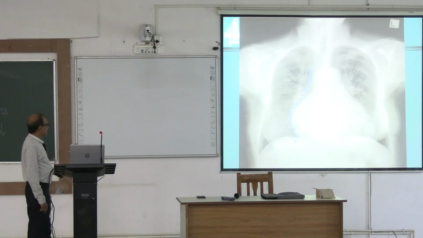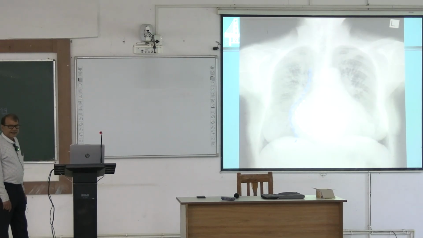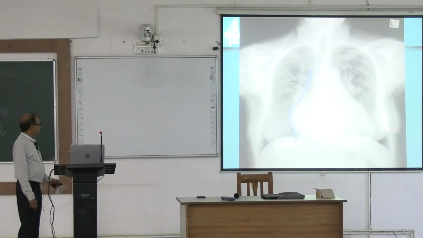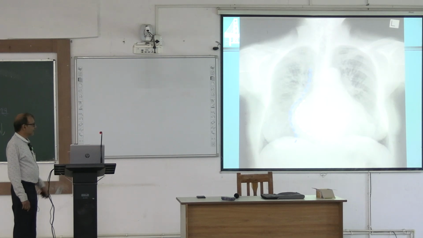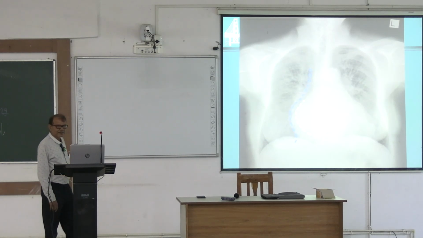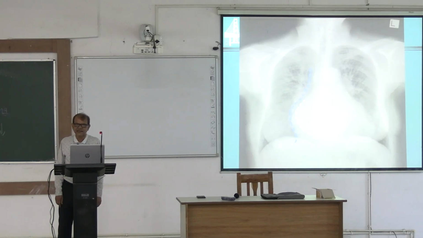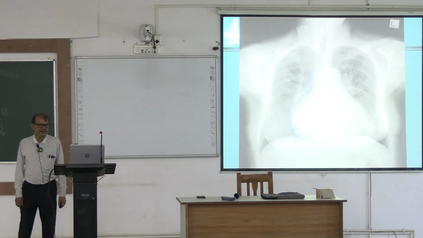This is the double contour of the cardiac silhouette. This is the right heart border, and this is the enlargement of the left atrium. So double contour is a feature of left atrial enlargement. Nowadays it is very, very rare because of improved treatment of mitral stenosis.